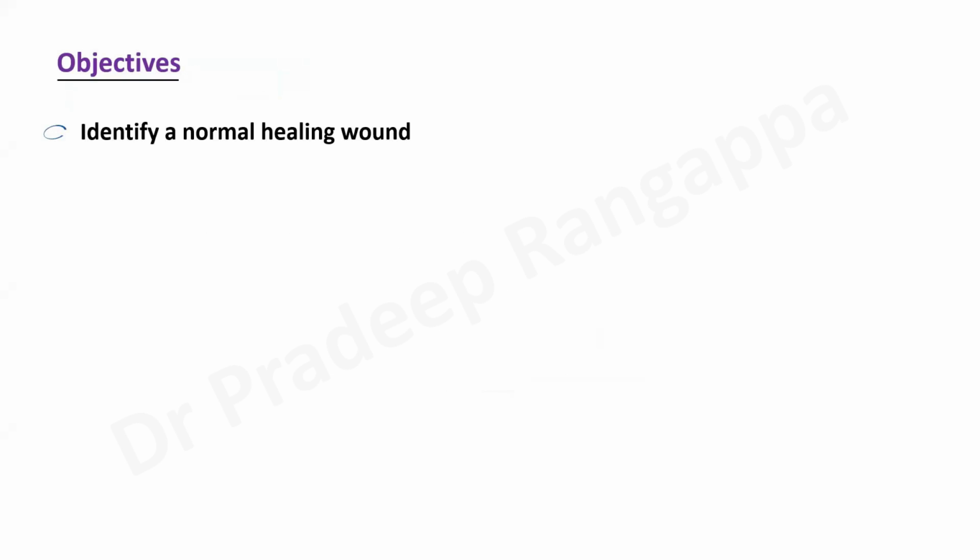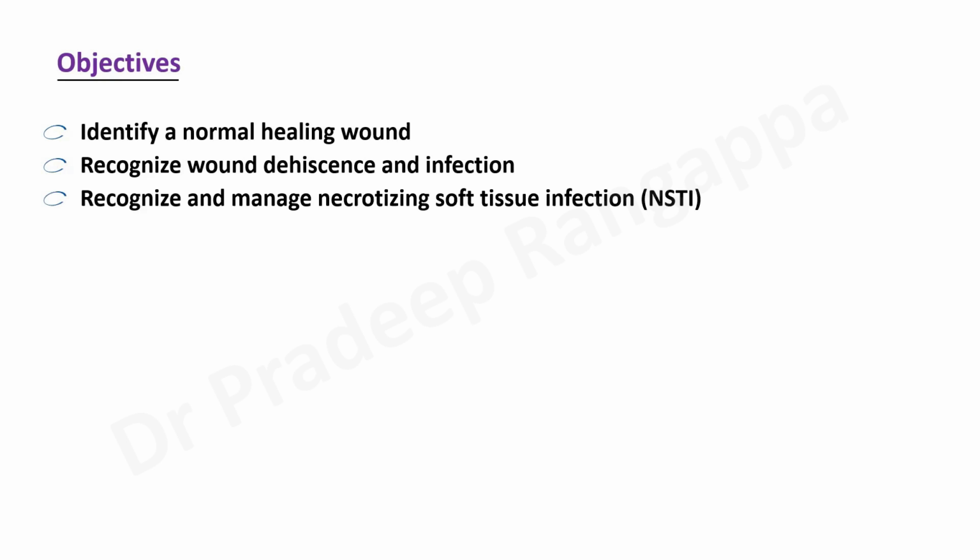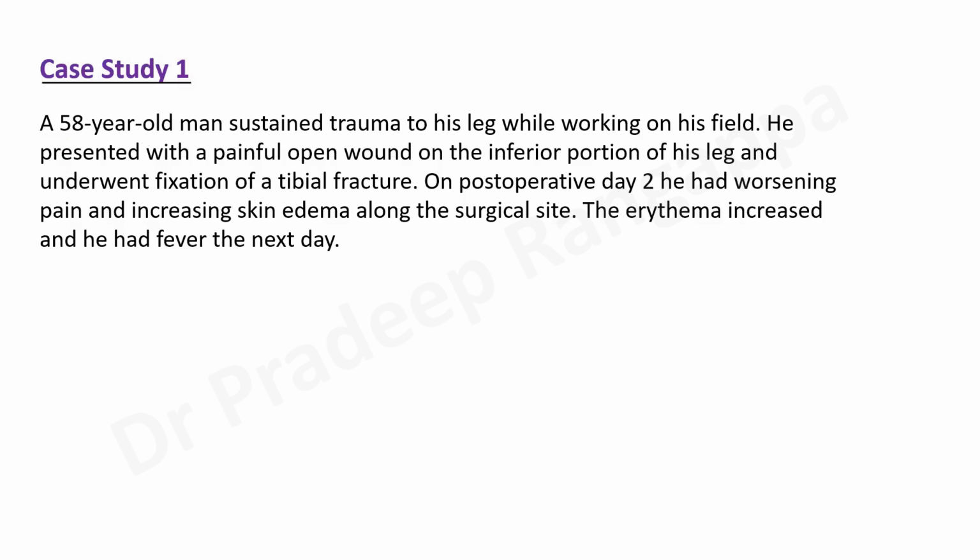So the objectives of this talk are to identify a normal healing wound, recognize wound dehiscence and infections, and recognize and manage necrotizing soft tissue infections, which we see fairly often in ICU. We see necrotizing fasciitis, and necrotizing soft tissue infection is not uncommon in ICU. So it is important we recognize this entity, and recognize and manage compartment syndrome. These are the objectives of the day. So we start with a case scenario.